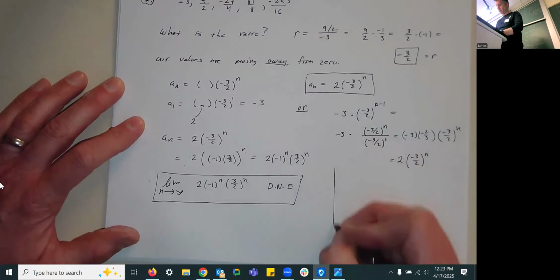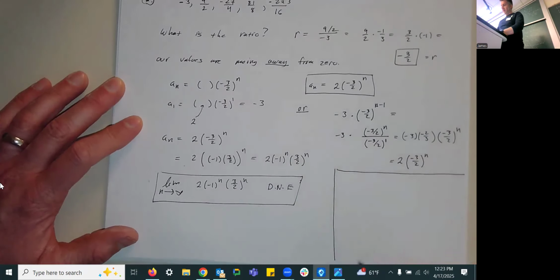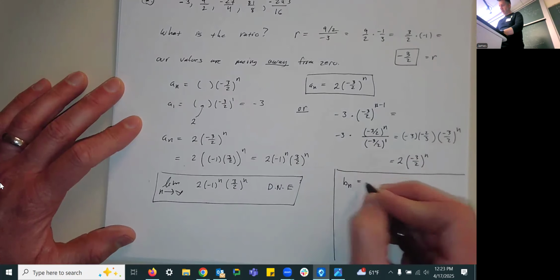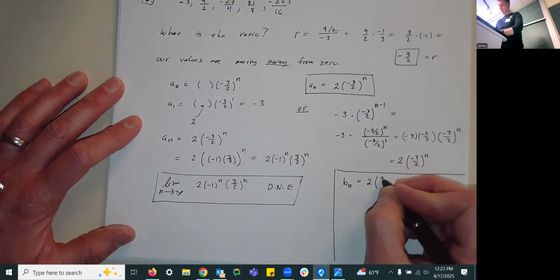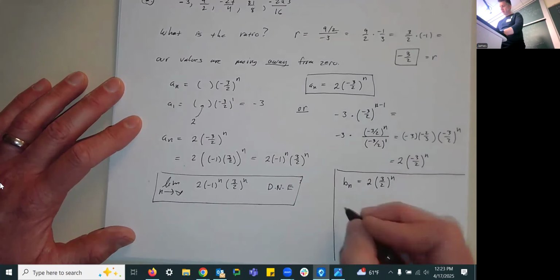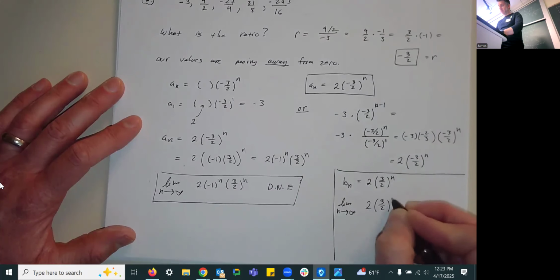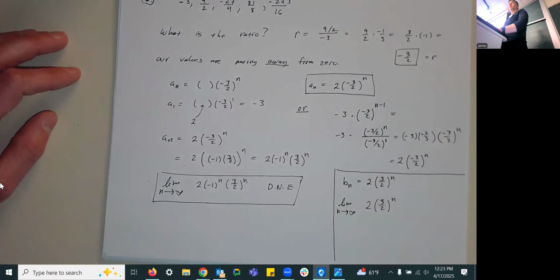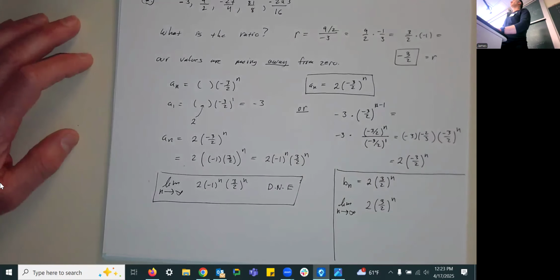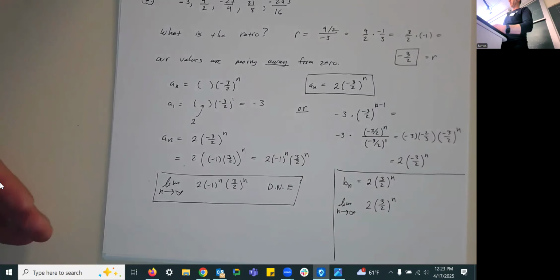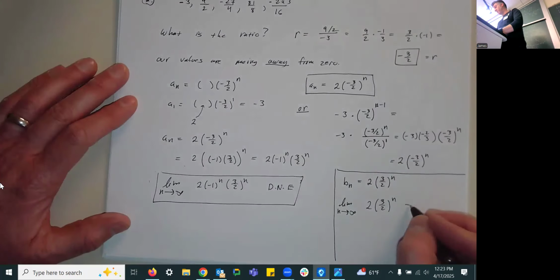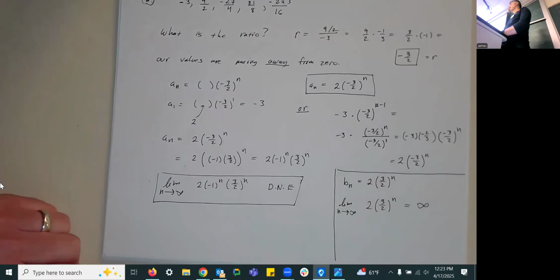Just for comparison's sake, I'll point out that if our sequence instead was, say, something like just 2 times positive 3/2 to the n, the limit as n goes to infinity of that would still not exist. It's still not getting close to any specific number, but we would also say it's getting really, really positively large. So we would say that the limit here is infinity. Still doesn't exist. We're just being more specific about the way in which it does not exist.